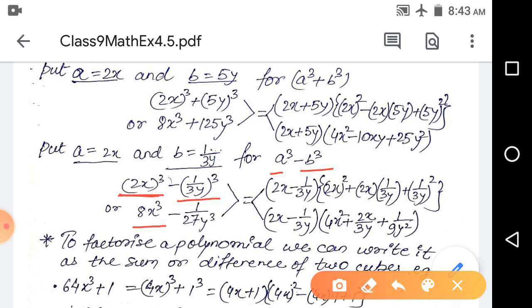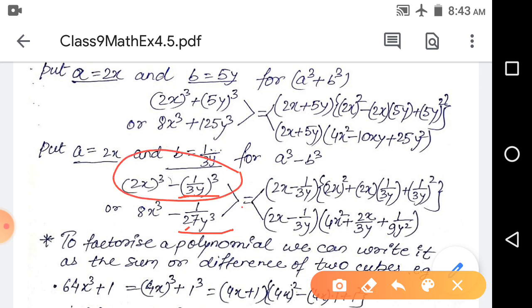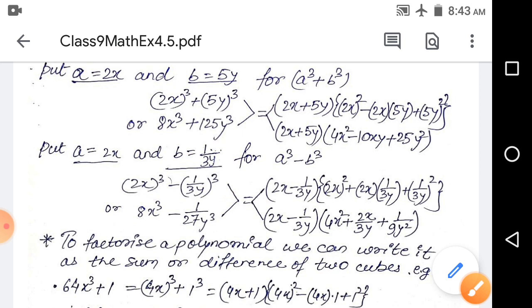1 by 3y cube, see the second term, for 1 by 3y cube it is written as 3 cube means 27, so 1 cube means 1, so 1 by 27y cube. So if we write this, and we have these two terms, then we can use the formula like this.